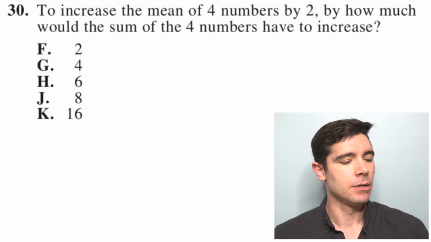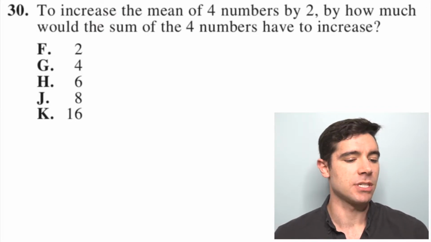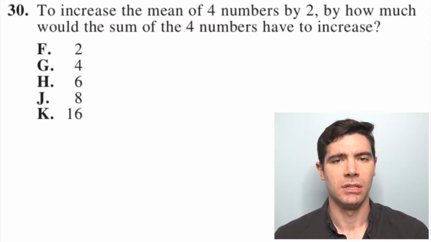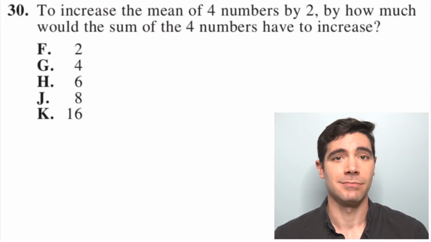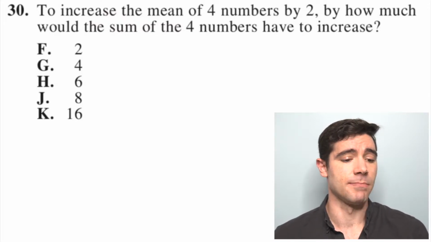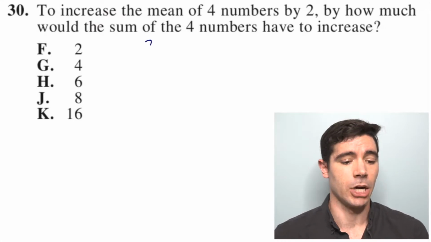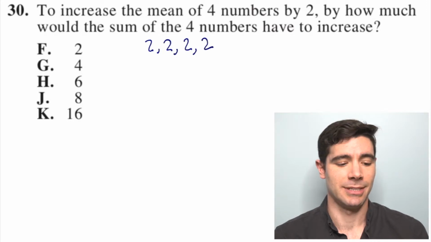It reads, to increase the mean of four numbers by 2, by how much would the sum of the four numbers have to increase? Ugh. Well, this sounds kind of hypothetical, and I don't want it to be. So I'm just going to pick numbers. To increase the mean of four numbers by 2. All right, why don't I pick four numbers? They are 2, and 2, and 2, and 2. Is that four 2s? Yeah.